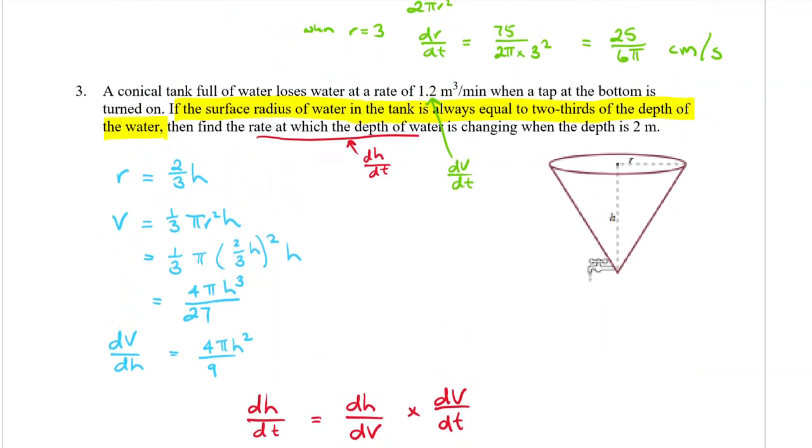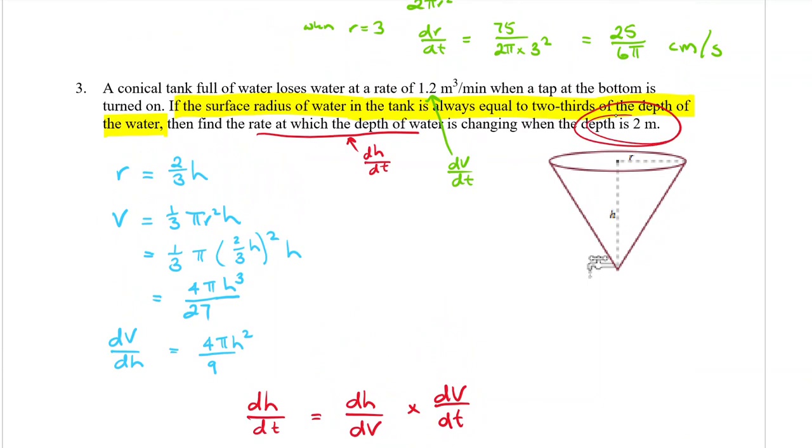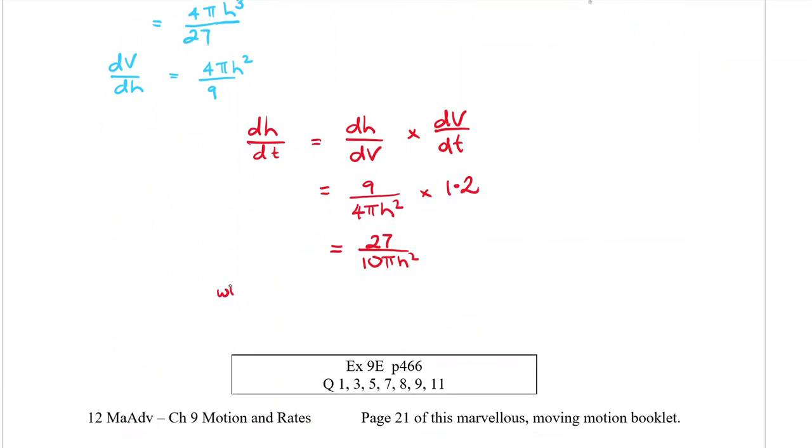Okay, finally, we had one little part left. This 2 meters. We want this rate of change when the height is equal to 2, because that's a depth, which means the height, h, is 2. So we sub in when h equals 2, and we get dh over dt equals 27 over 10 pi times 2 squared, and then get an answer. 27 over 40 pi.